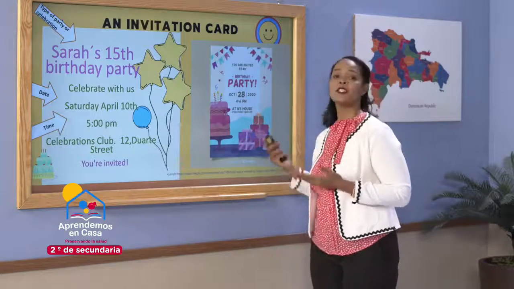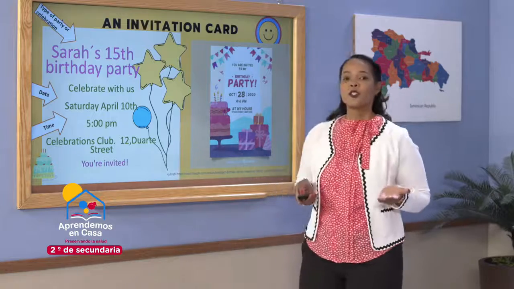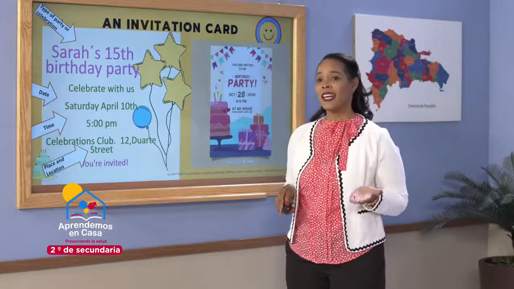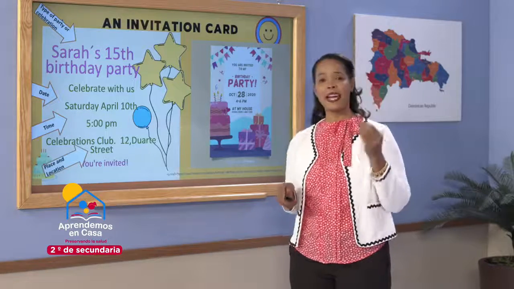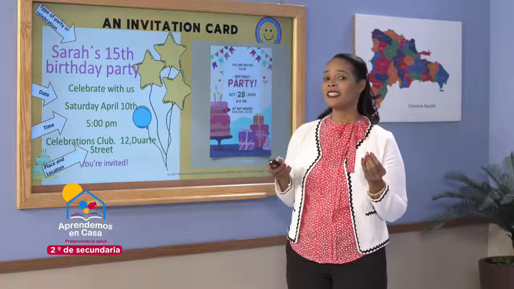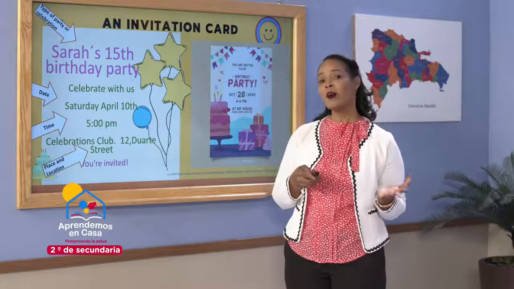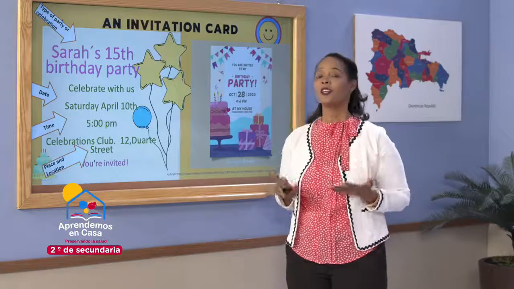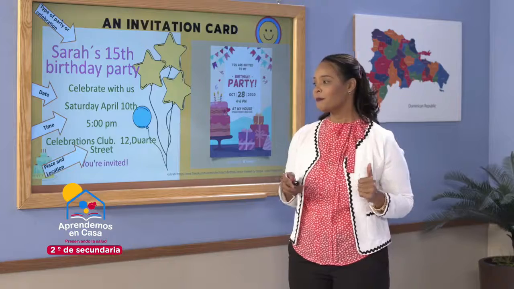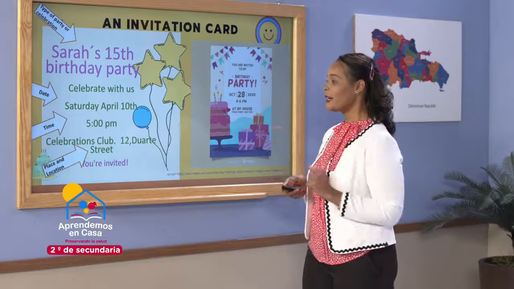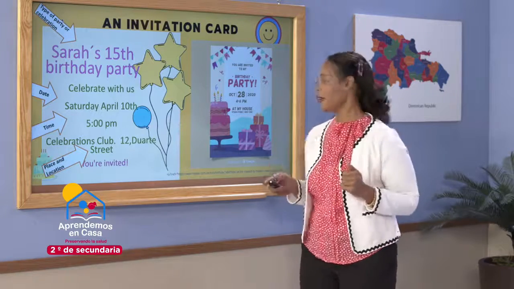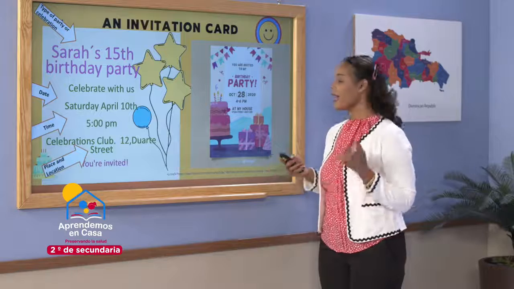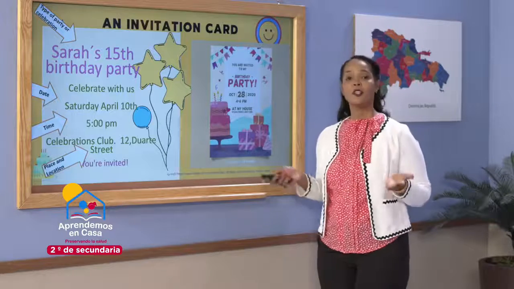Or 4 to 6. Also, you need to indicate the place and the location for the event. Debes indicar el lugar y la ubicación donde se efectuará el evento. Celebrations Club, 12 Duarte Street. At my house, Epsom Street, New York.